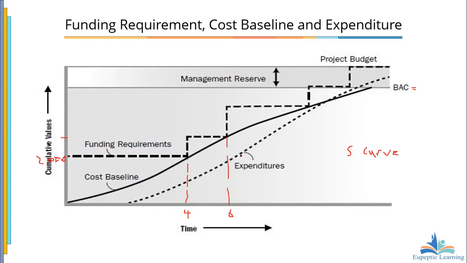So this is the cost baseline, and these are the expenditures. So when it gets to earned value management, we'll be looking at the cost baseline, okay, which is the planned cost. Then we'll be looking at what we actually have spent. Then we look at the variances as a result of our actual cost, which we'll look at shortly.